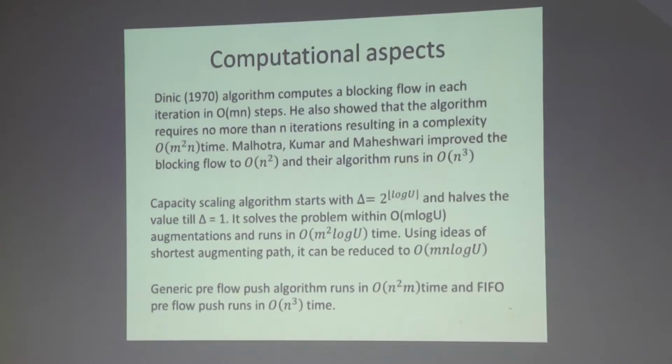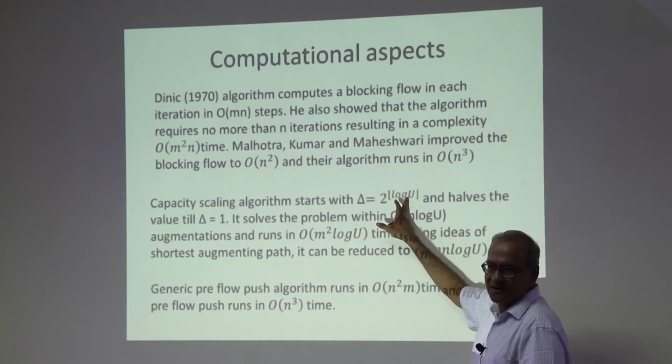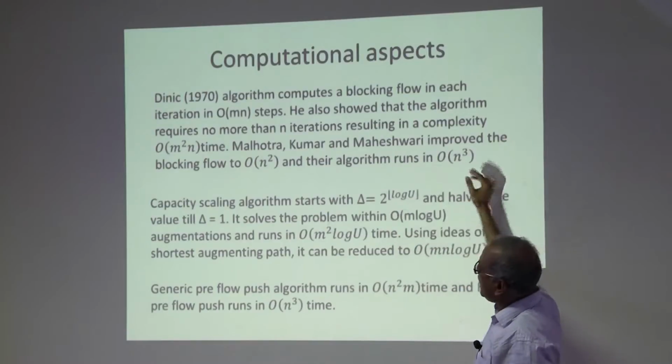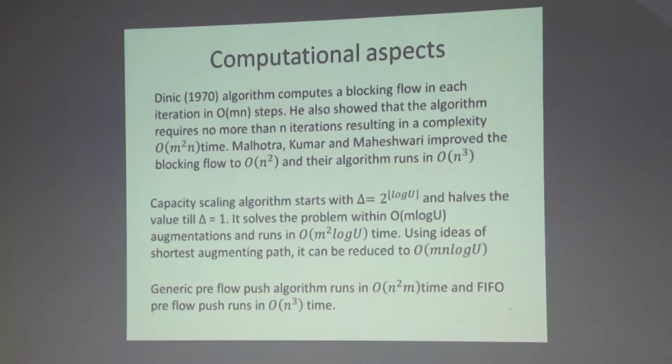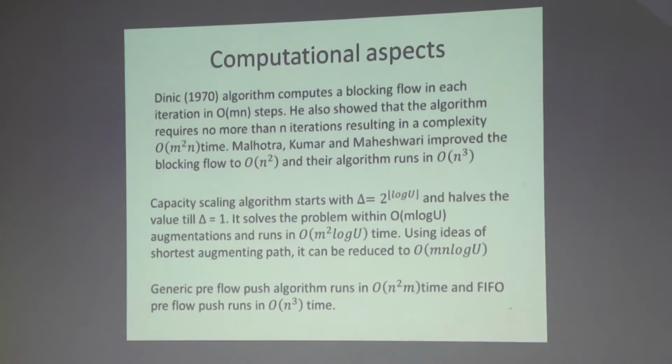So that's their contribution. Capacity scaling algorithm starts with delta equal to 2 to the power log u, which answers the question, how do I start that first value delta? It halves it till delta is equal to 1. So it solves the problem with m log u augmentations and runs in m square log u time. Again, when you have u, it is non-polynomial because of this u thing coming in, and then if you put in an efficient idea of shortest augmenting path, it does in mn log u, and then depending on u, it can be faster.